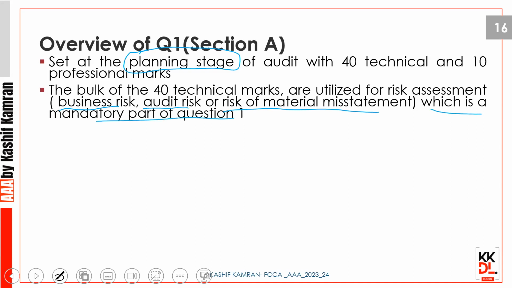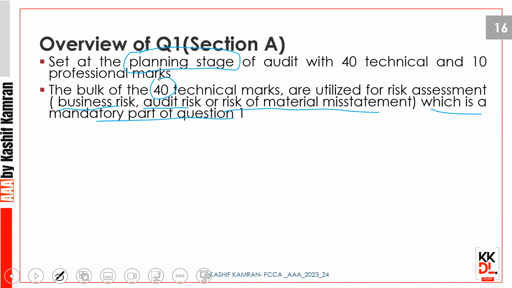So bulk of the 40 marks, sometimes 20, sometimes 25, of the total 40 marks are put on risk. Business risk never comes alone. So anytime you get a question on business risk, in the second part, you will find a question on audit risk or risk of material misstatement. Yes, questions on audit risk and risk of material misstatement can come alone. But every time the examiner asks you business risk, it will be question number 1A, business risk, question number 1B, audit risk and ROM. But audit risk and ROM can come as individual questions without business risk.